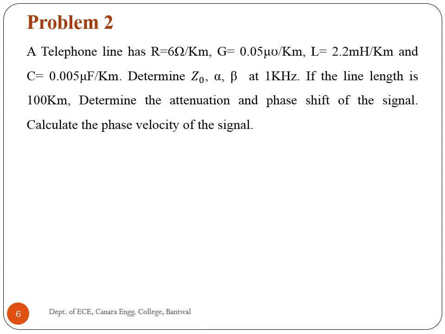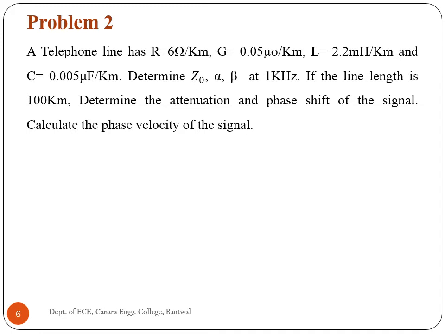Second problem. A telephone line has R is equal to 6 ohm per kilometer, G is equal to 0.05 micromho per kilometer, L is equal to 2.2 millihenry per kilometer, and C is equal to 0.005 microfarad per kilometer. Determine Z0, alpha, beta at 1 kHz. If the line length is 100 km, determine the attenuation and phase shift of the signal. Calculate the phase velocity of the signal.